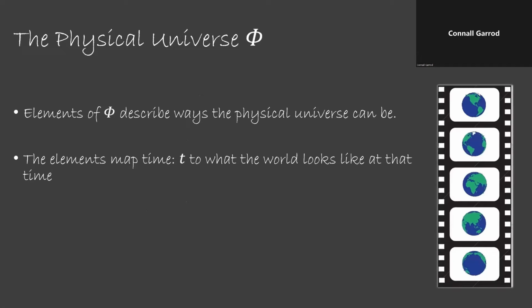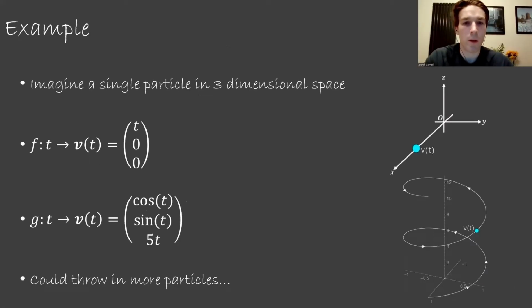Even in this simpler case, this sounds quite daunting, so let's look at some examples. So imagine a world with only a single particle moving in three-dimensional space. In this world, we can describe the universe at time t by giving the location of the particle at that time. One example of how the physical world could be is the particle is moving along the x-axis with speed 1. We can express this as the function f. It maps time t to a vector that captures the described motion. Another example is the particle is moving in a helix shape, and we can express this as the function g. The elements of phi will be different motions the particle could have in this case.